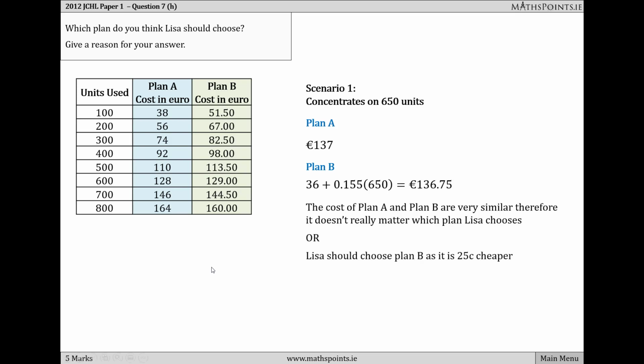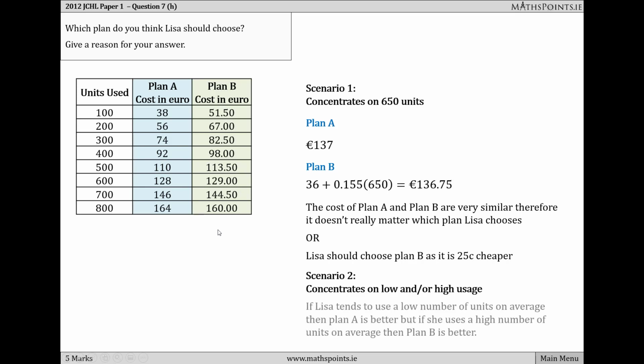The other way we could have looked at the question was to make a judgment on how much electricity she was going to use. If she's going to use a low amount of electricity, then Plan A has a lower standing charge and therefore is the way to go. If she's going to use a lot of electricity, then she's better off with Plan B, which has a higher initial standing charge but a lower cost of electricity per unit used. And so for high amounts of electricity, Plan B ends up being cheaper.